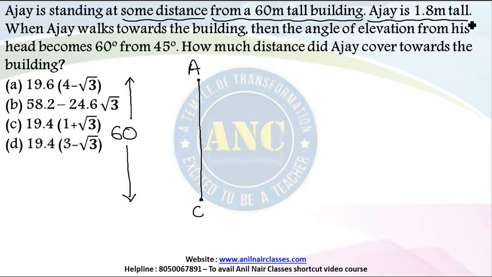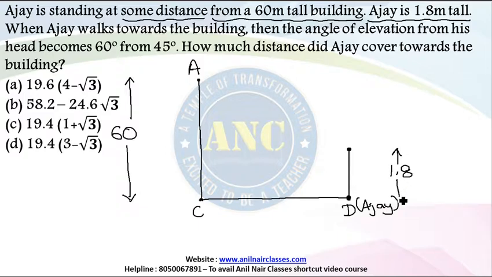Ajay is 1.8 meters tall. There is this person Ajay. If I name this as point D, this is where the person Ajay is standing right now. Ajay is standing at some distance from a 60-meter tall building. This is the distance Ajay is standing from the 60-meter tall building, and that point is D. And the height of Ajay is 1.8 meters. It is also given in the question as 1.8 meters. Let me name this point as point E.